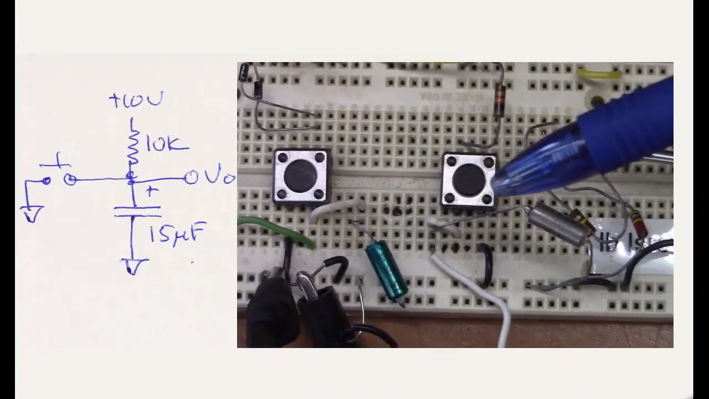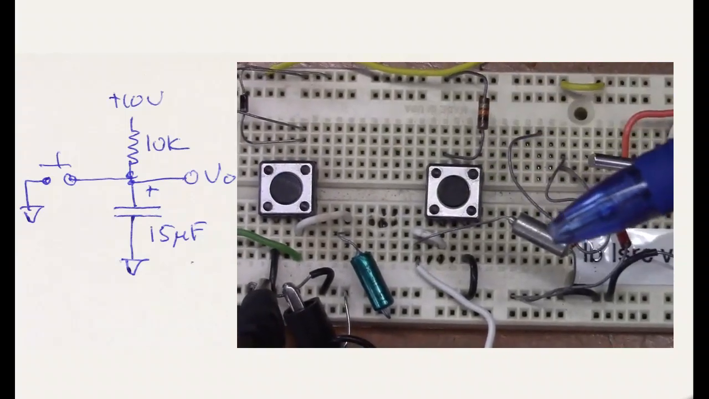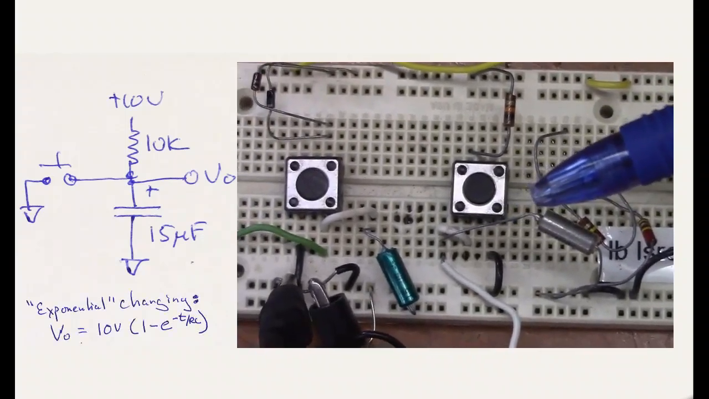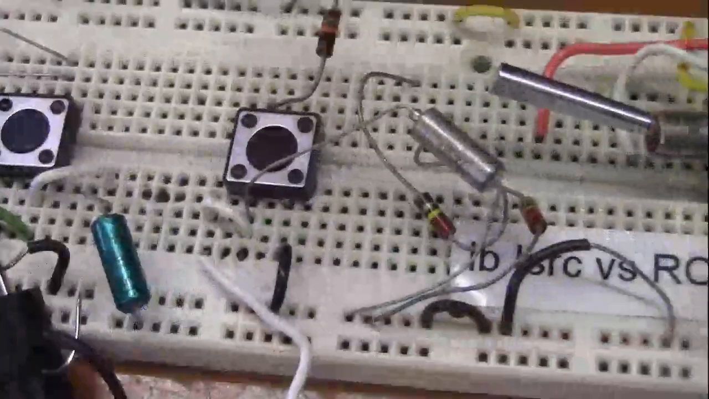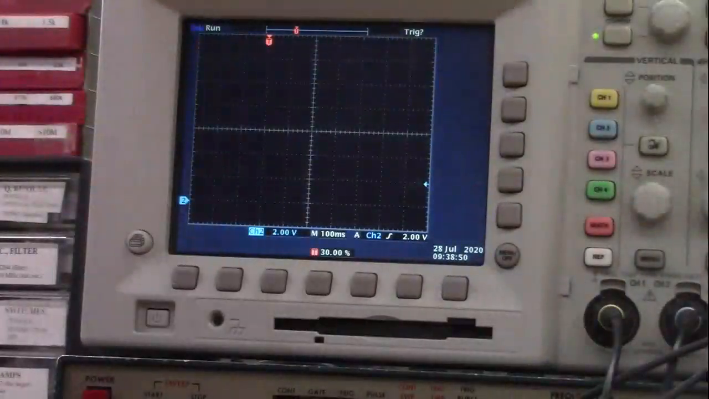When we release the push button, current flows through the resistor from the 10 volt rail into the capacitor, and the capacitor voltage charges exponentially. And let's see what happens with this setup. Okay, I'm going to release the button.